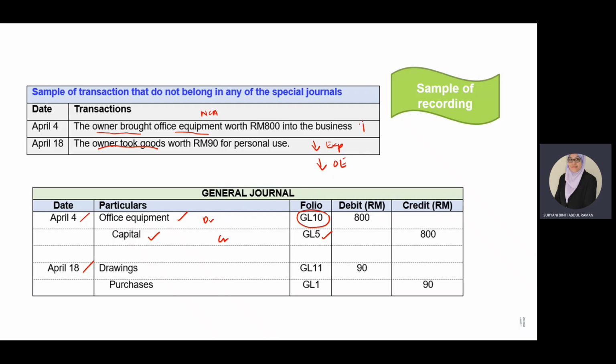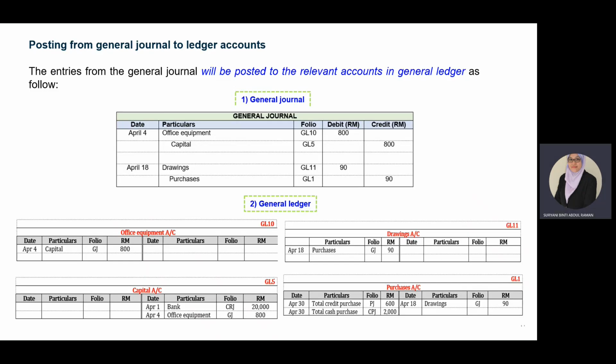So decrease in your expenses, decrease in your owner's equity. This one, increase in asset, increase in owner's equity. So that's how you get the debit. Okay, this is the debit and this is the credit. Again, drawings is a new account, so you have to use the new reference code GL11. As for purchase, you already opened it, so just maintain the code and please record the amount to be debited and credited. All right, this is how you transfer the transaction from journal to ledger.